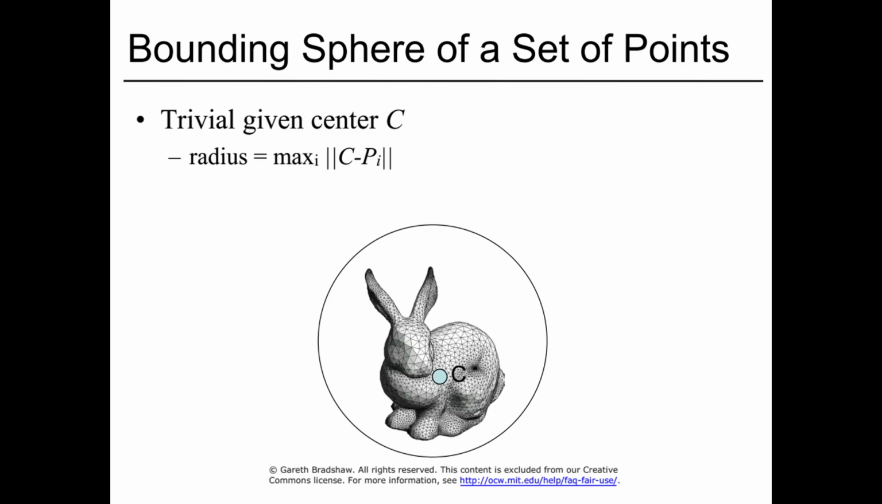Okay. So at first we need to define what is a bounding sphere of a set of points. Given center C of a sphere, the radius of the sphere would be found as the maximum of C minus p_i. That is the point which is farthest from the center. That particular distance would be considered as the radius of the sphere.